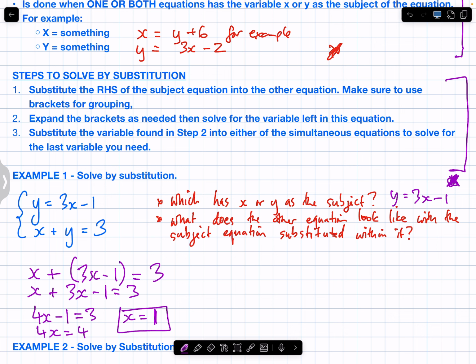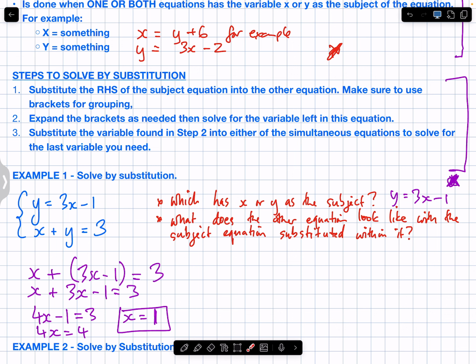You might feel like you're done, but you're not, because now you need to find what y is, okay? But that's what step 3 is about. Substitute the variable found in step 2. What did we find in step 2? X is 1 right now. I substitute that into either of the simultaneous equations to solve for the last variable I need.